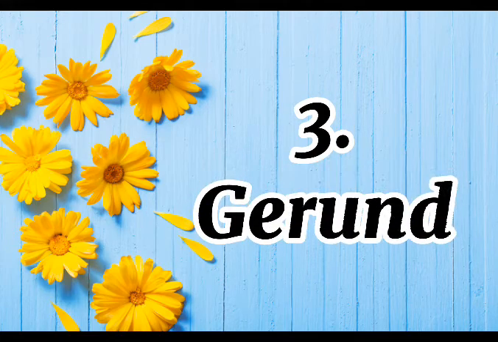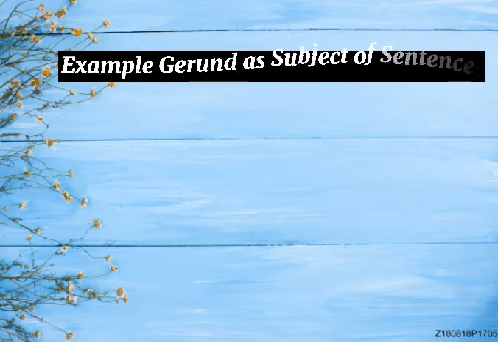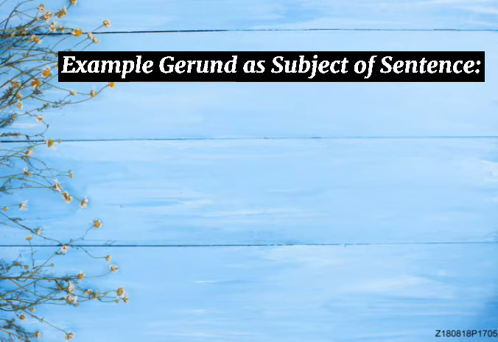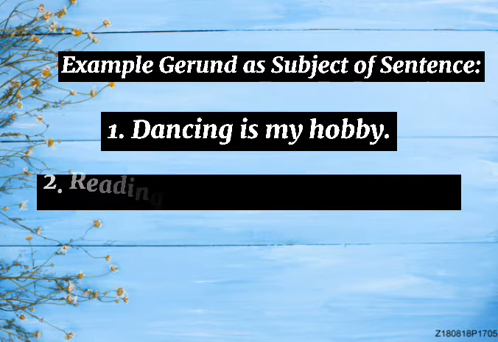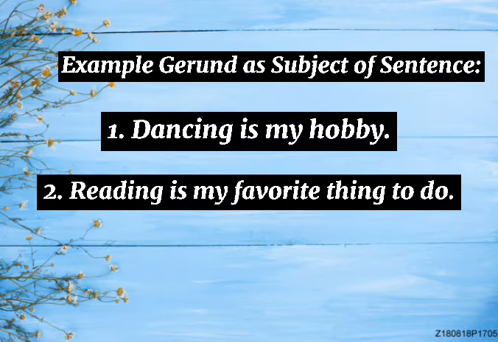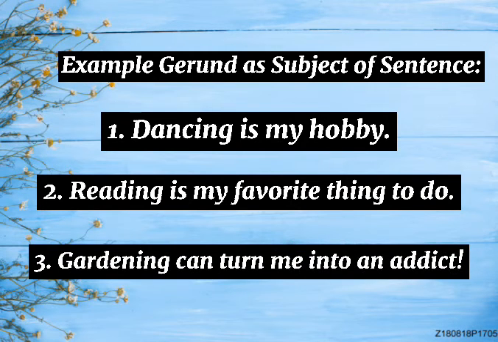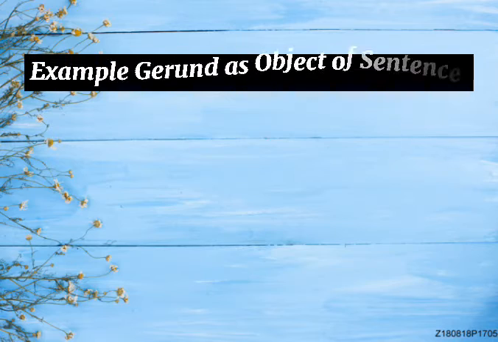The third is gerund. In short, gerund is a form of word that ends in ing. That is, a verb that uses the suffix ing is most likely a gerund. Example of gerund as a subject of a sentence: Dancing is my hobby. Reading is my favorite thing to do. Gardening can turn me into an addict.